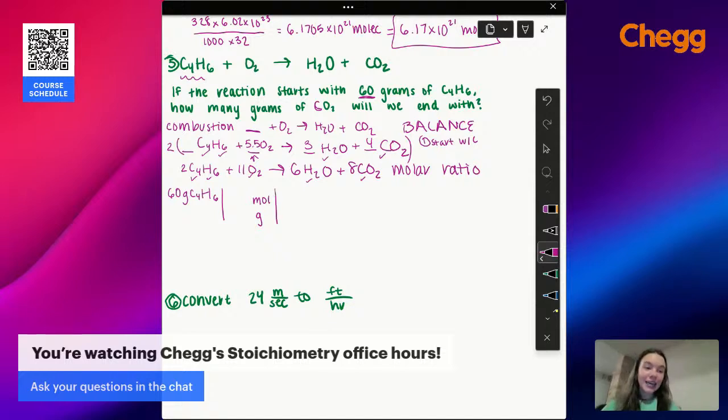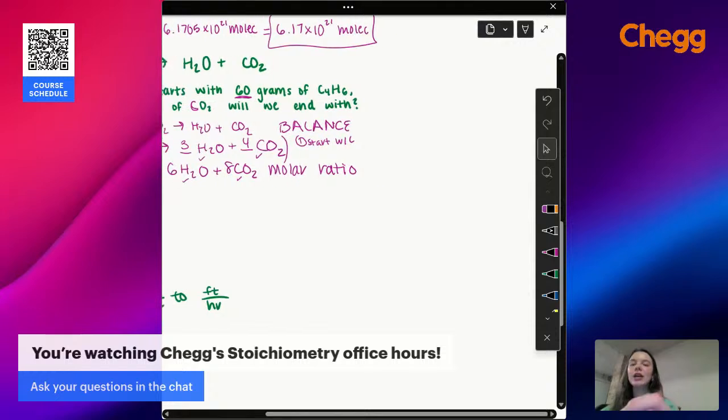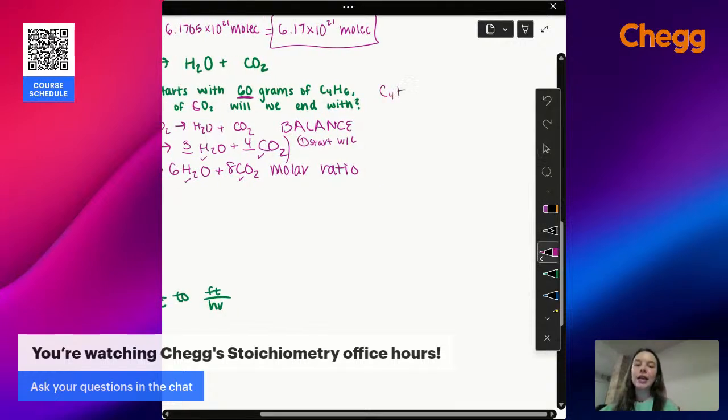And now what do I need for that? Anyone? We've talked about it a little bit tonight. What do I need to get from grams to moles? I'm going to give y'all about 10 seconds to put that in the chat. 5, 4, 3, 2, 1. We need a molar mass. So we're going to find our molar masses of C4H6 and CO2.